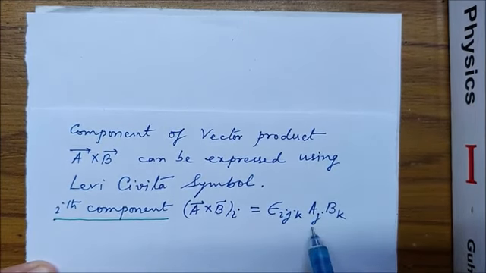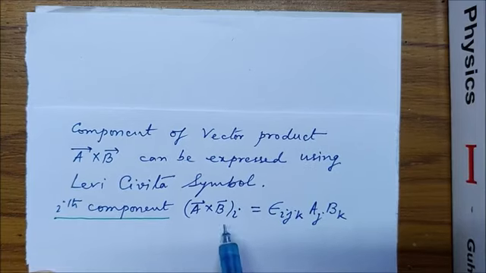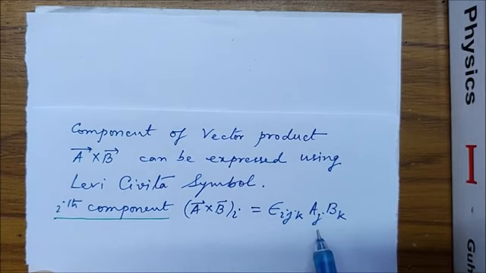This means a sum over repeated index. The indices that repeat are j and k. So we have to perform a sum over j and a sum over k, and after the summation is done, j and k will not be there in the left hand side, only i will be there. Clearly this is written using Einstein's summation convention, which is a sum over repeated index.